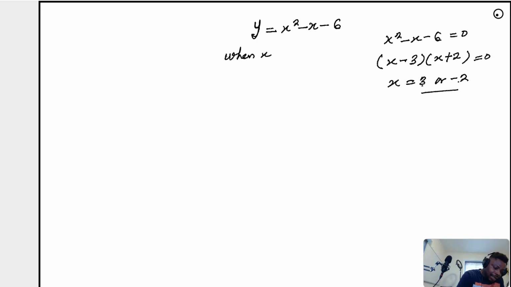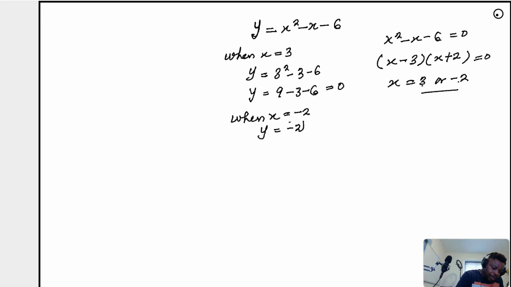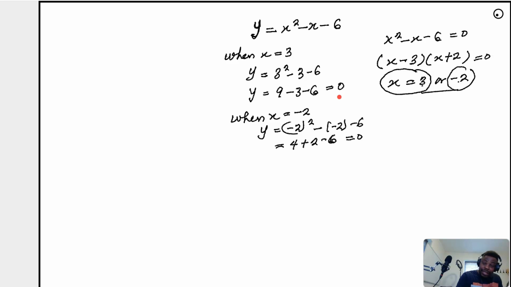So when x is equal to 3, y is equal to x squared, that is 3 squared, minus 3 minus 6. So this is 9 minus 3 minus 6, which is equal to 0. Then when x is equal to minus 2, this is minus 2 squared minus minus 2 minus 6. So this is 4 plus 2 minus 6, and this is equal to 0. You can see that when the roots of the equation are substituted into the function, our function is equal to 0.